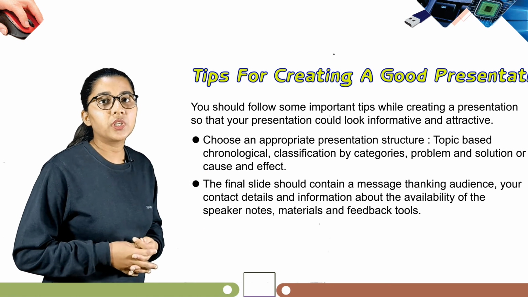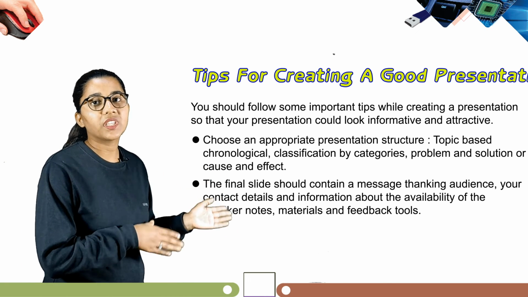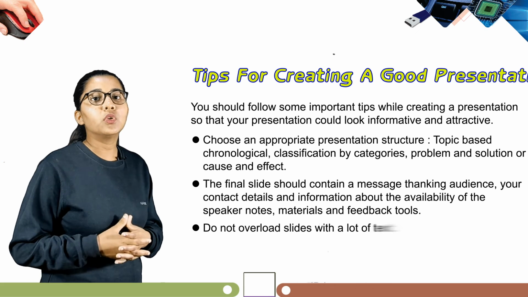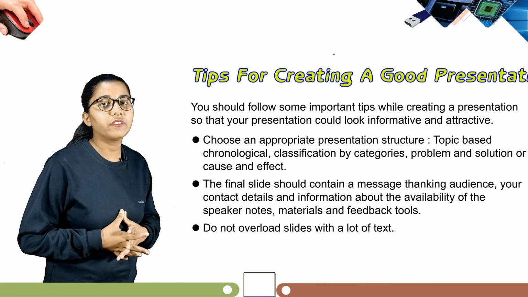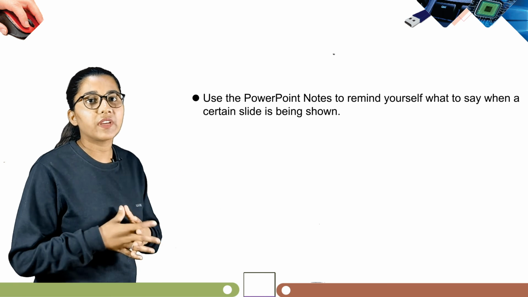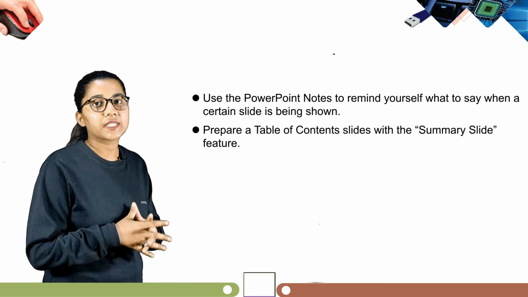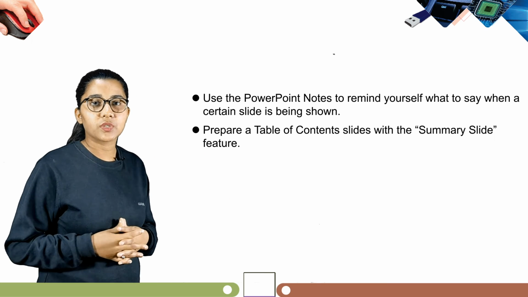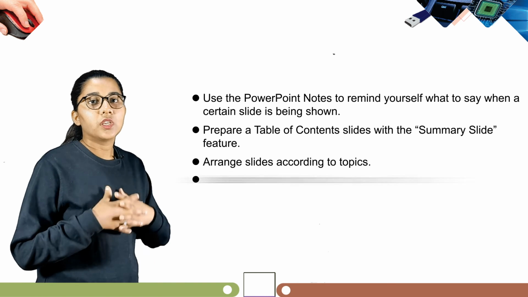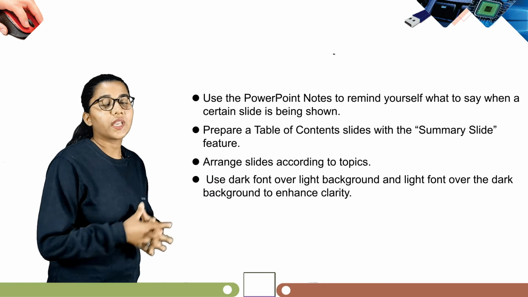The final slide should contain a message thanking the audience, your contact detail and information about the availability of the speaker notes, material and feedback tools. Do not overload slide with a lot of text. Use the PowerPoint notes to remind yourself what to say when a certain slide is being shown. Next is prepare a table of content slide with the summary slide feature. Next is arrange slides according to the topics. Next, use dark font over light background and light font over the dark background to enhance clarity.